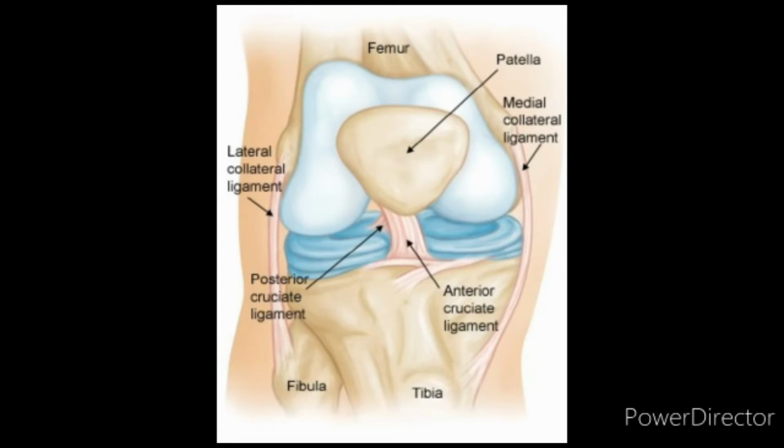The function of the PCL and ACL is the same, which is connecting the thigh bone, femur, and the shin bone, tibia. Although the posterior cruciate ligament has a stronger and thicker bond, it is possible for it to be torn.